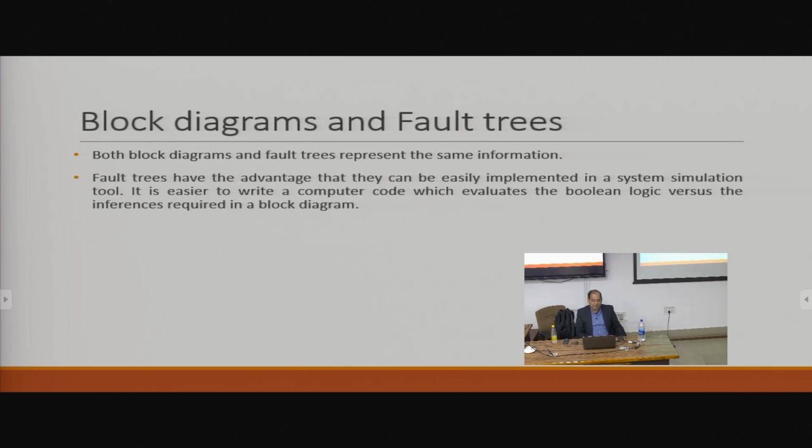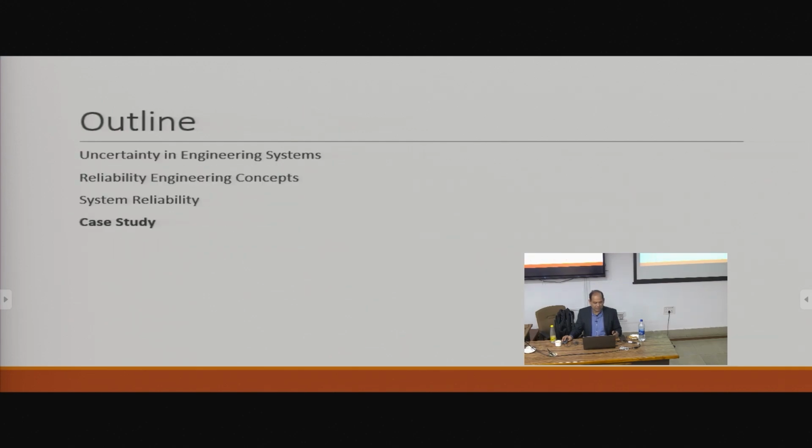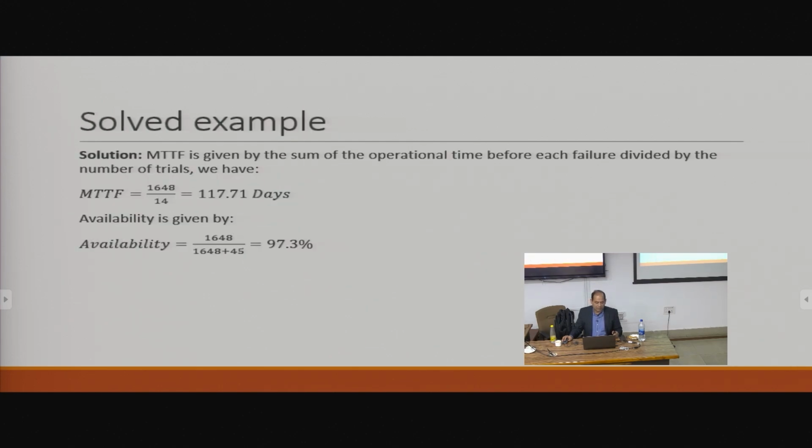Fault trees have the advantage that they can easily be implemented in a system simulation tool. Whenever I've coded fault trees, I've found it easier to do this because it's a little bit more logical. Of course, there's software that does this for us, right? We can import system topologies into software. So again, this availability number also makes sense. There's quite a few things I want to say about this.